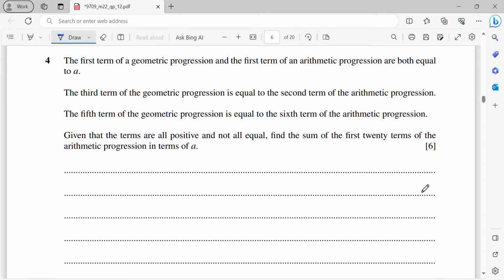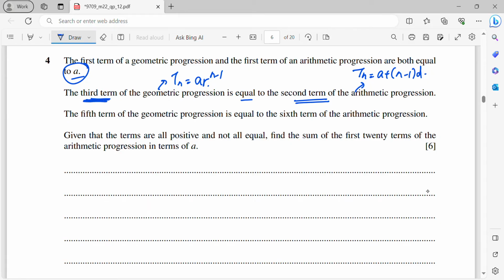Okay, question number 4. The first term of geometric progression and the first term of arithmetic progression are both equal to a. Okay, so now the third term of the geometric progression is equal to second term of the arithmetic progression. Now, for geometric progression, the formula is ar to the power n minus 1. For arithmetic progression, it is a plus (n minus 1)d. Okay, so since the first term is a for both, I will just use a. Then now the r is a common ratio and the d is a common difference for the arithmetic progression.